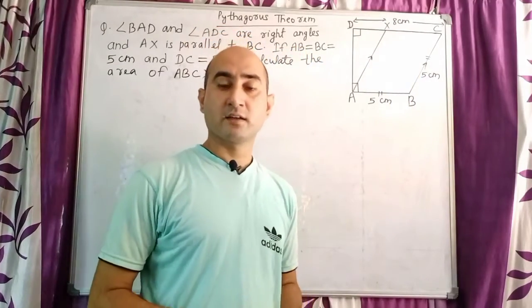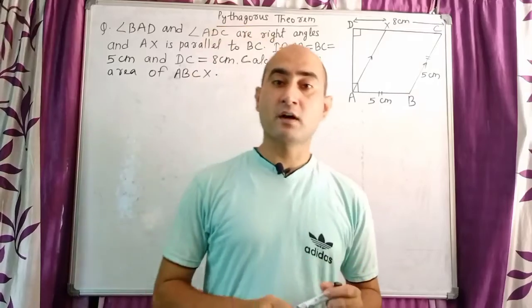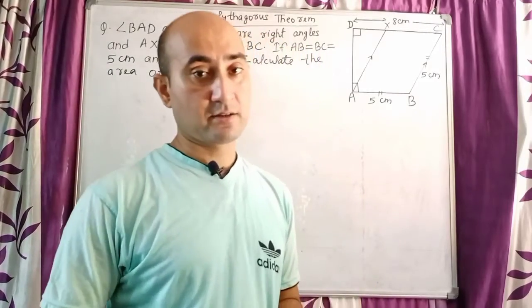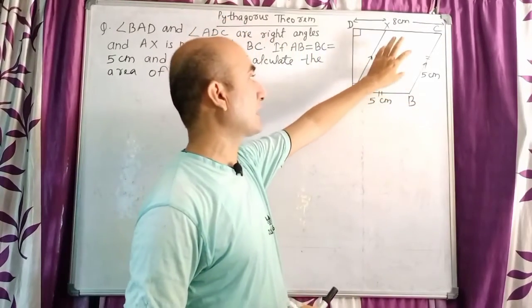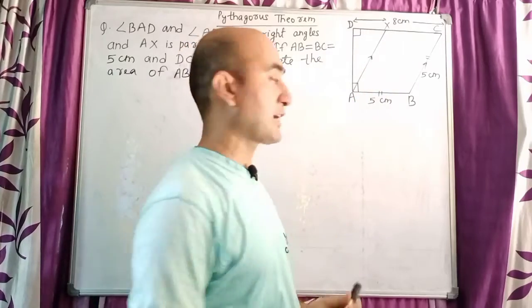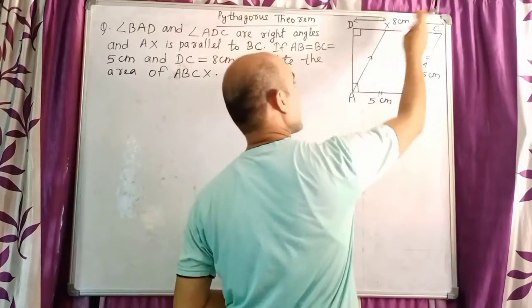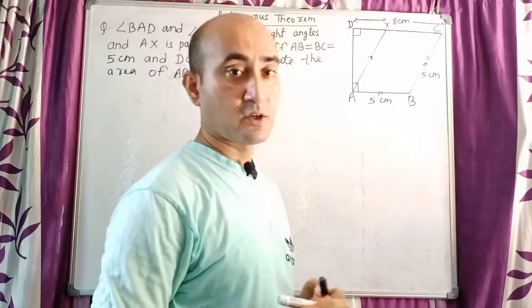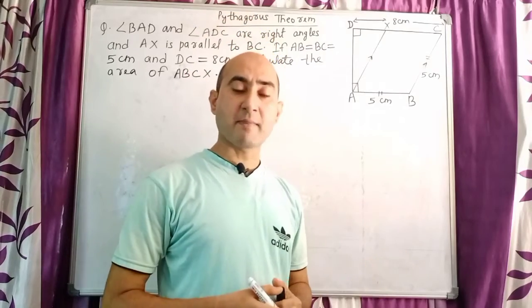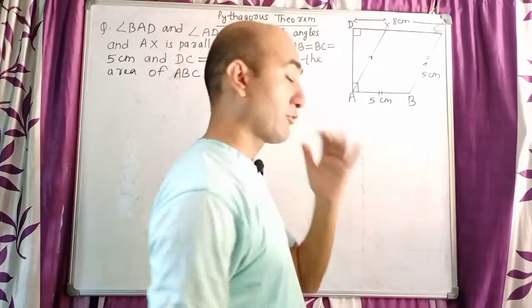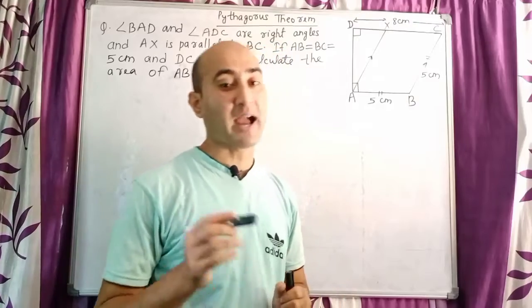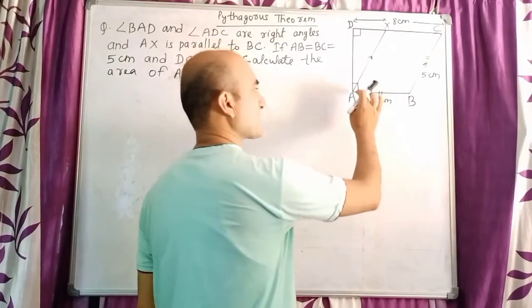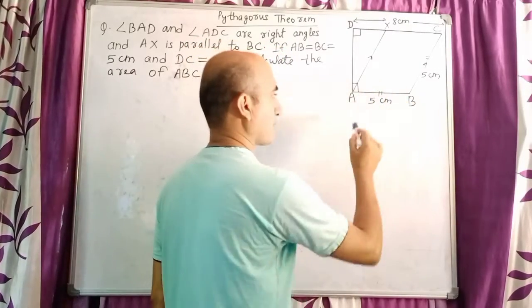Now children, this is a Pythagoras theorem chapter related to the right angle triangle, but here I have to find the area of a rhombus. Actually ABCX is a rhombus. The formula of a rhombus is base into height. Base means take any one side, this is the base of the rhombus, AB.